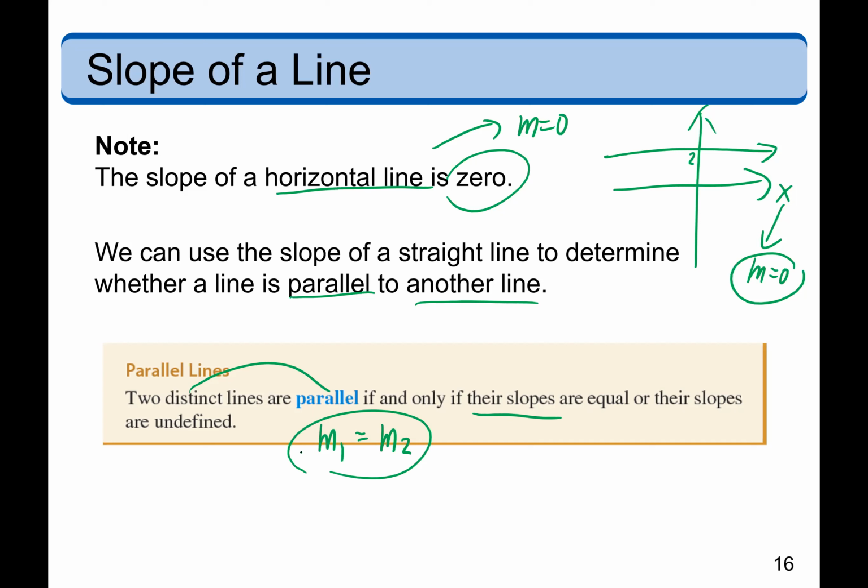So, putting it in simple abbreviation, parallel lines: the indication is that the slope of line 1 equals the slope of line 2. This is the best way to categorize all parallel lines.